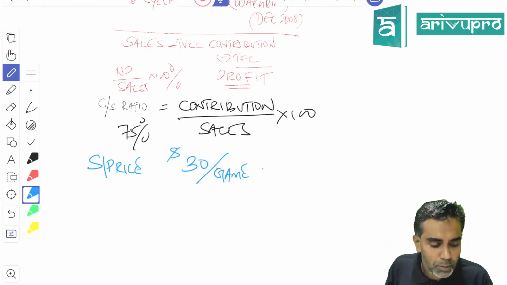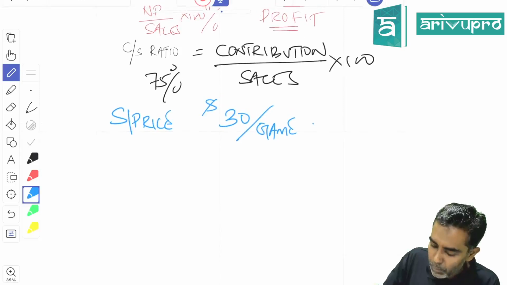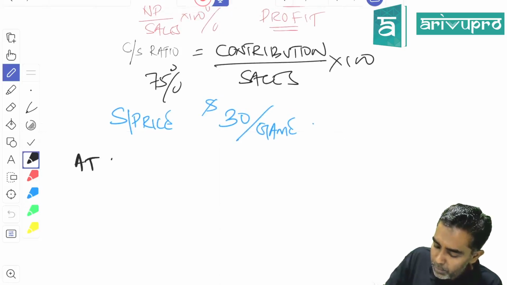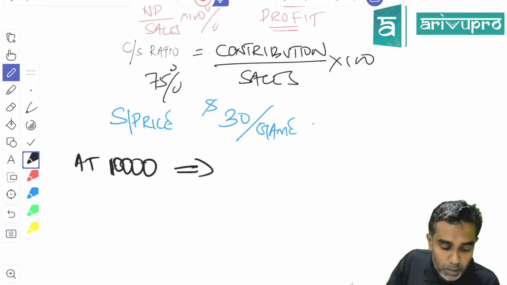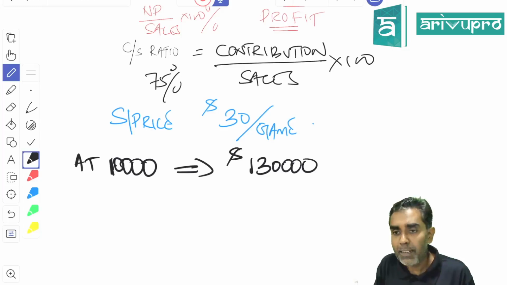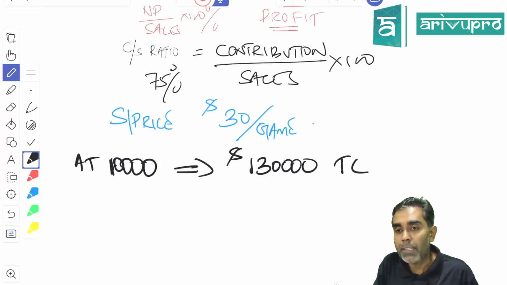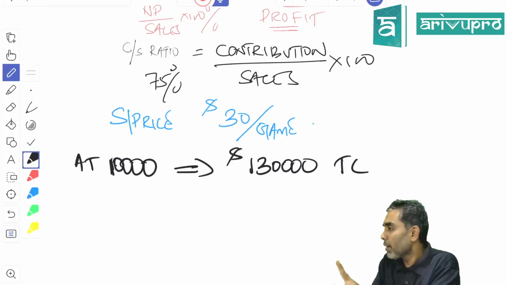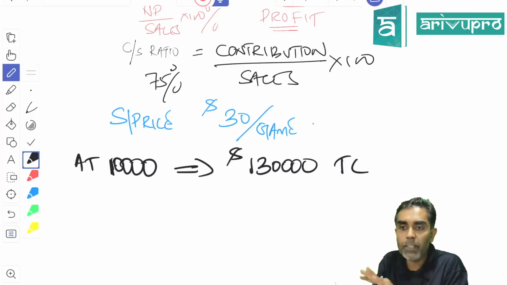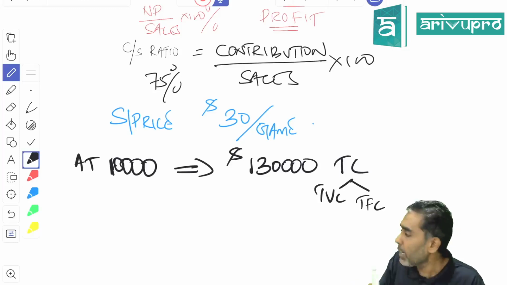Analysis of the cost shows that at the volume of 10,000 units, total cost is $130,000. Total cost is what? $130,000. Now you tell me what is meant by total cost. Yeah, it has both elements involved. One is variable cost, another one is fixed cost. TVC and TFC. Correct?